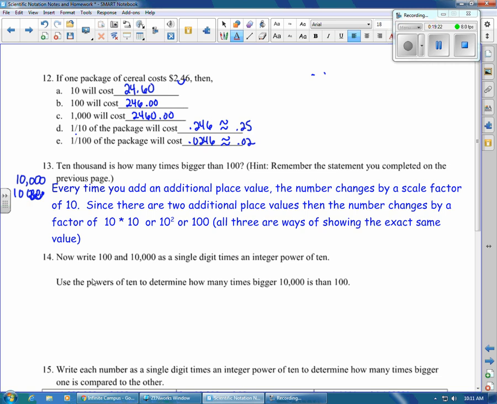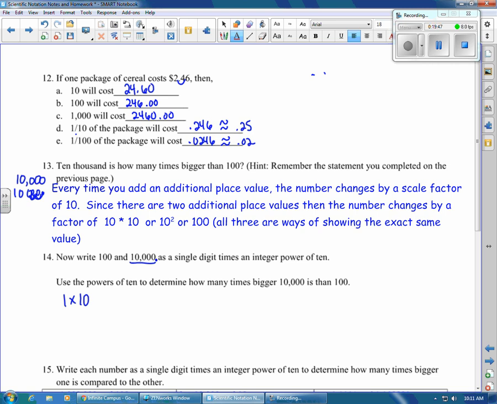Okay, so now we're going to write 10,000 as a single digit times an integer power of 10. Now don't let the directions mess with your head. It's really not that hard. When I'm trying to come up with 10,000, it's going to be 1 times 10 to some power. That's going to equal 10,000. So I just need to figure out what power of 10.